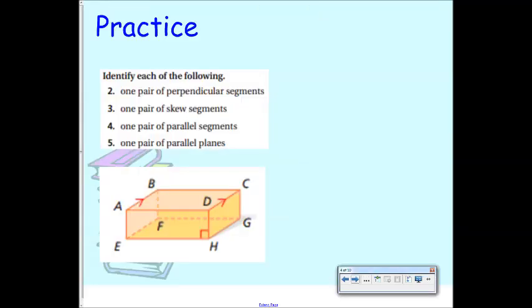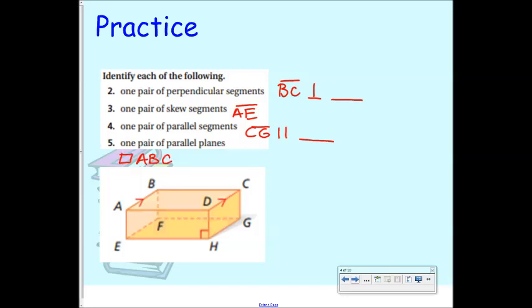Okay, before you go up, hang on. I'm going to pick segments here so that there's only one right answer rather than 8 right answers. So give me a second. So one pair of perpendicular segments, I basically just want you to fill in the blanks here, okay? So I want something that's perpendicular to BC. For one pair of skew segments, I want something that's skew to AE. For one pair of parallel segments, something parallel to CG. And then one pair of parallel planes, I want something parallel to plane ABC. Okay, go try these 4.